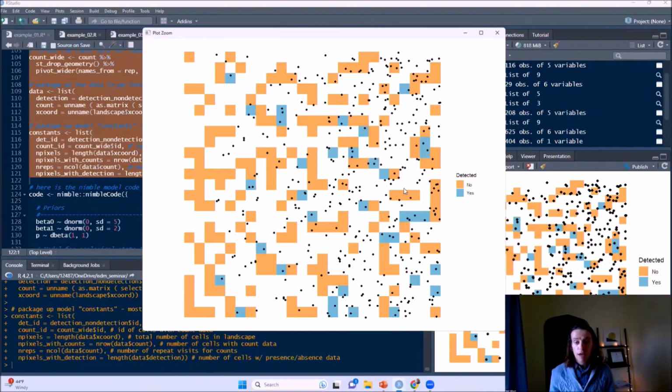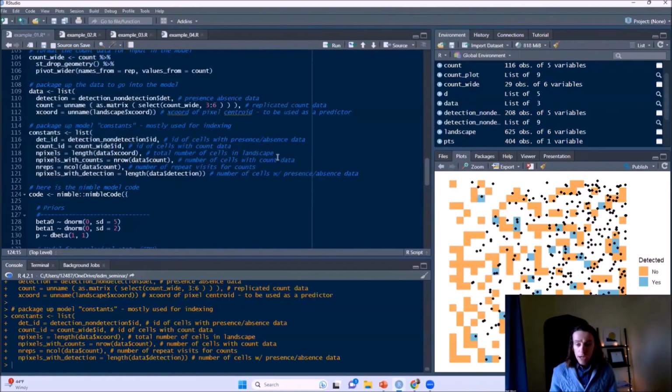And here as well, we have imperfect detection. So looking at some of these cells on the far right side, there are individuals in there, but they are not detected. So that is the data that we're working with. And so now I'll get into the model and how we model those together.